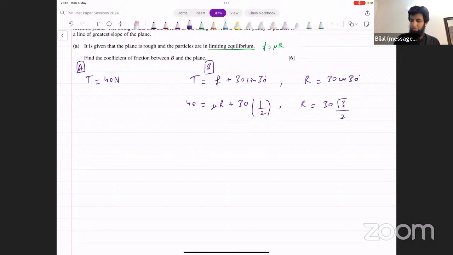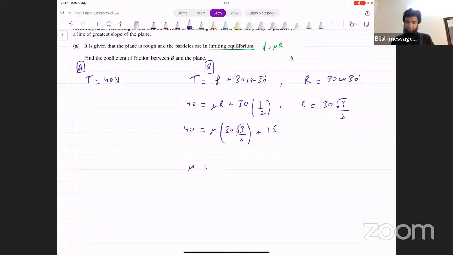All right. Now we put that value of R here as well. What does that give us? 40 equals mu into 30 root 3 over 2 plus 15. And you can see what the value of mu turns out to be from here. Can somebody do this calculation for me quickly? What do we get?